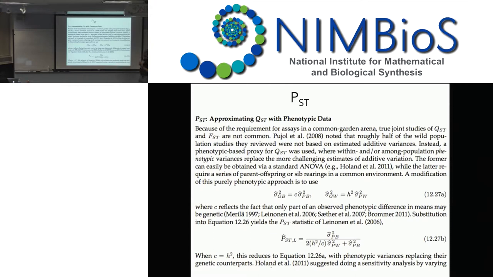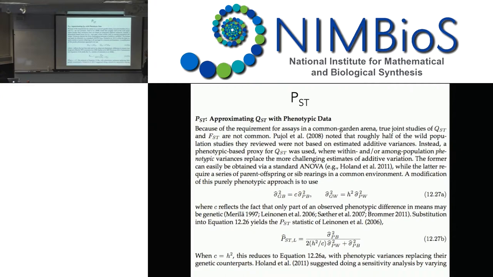QST is formally looking at the ratio of the between group to within group genetic variances. Genetic variances. That's a lot of work. People often get within group genetic variances by parent offspring, but between groups requires you to have a series of parents and offspring reared in a common environment. So because of that, people very often use phenotypic measurements.